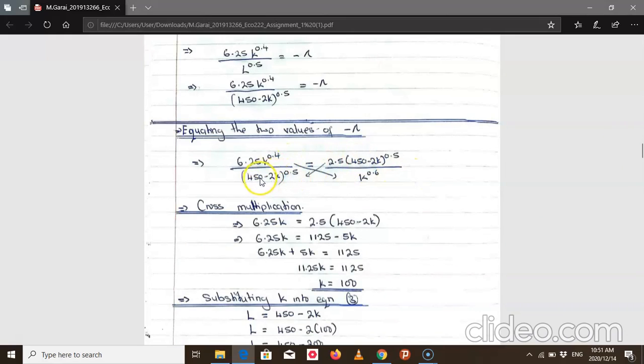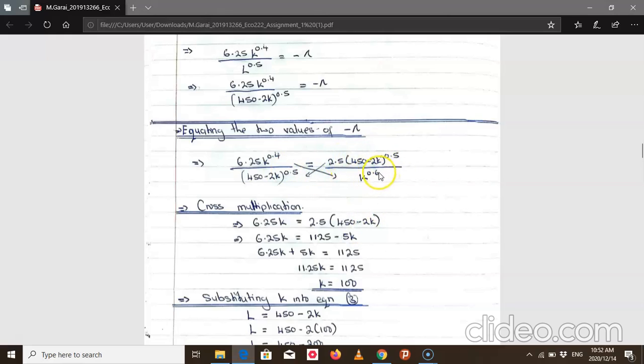Just take this one, find the 450 minus 2k, like x. So we said when the coefficients are the same, 450 minus 2k, they are the same, right? And then when the powers meet, they add. So 0.5 plus 0.5 gives us what? 1. So this means we'll be having 2.5 times this one, the power 1, which is the same thing.